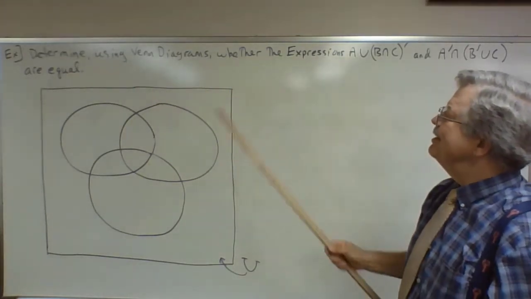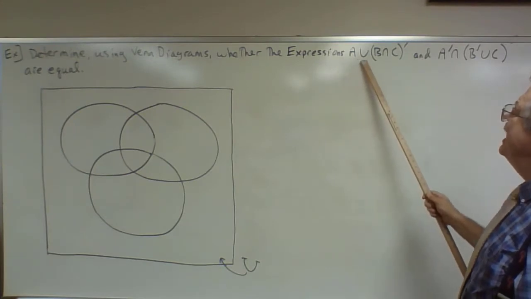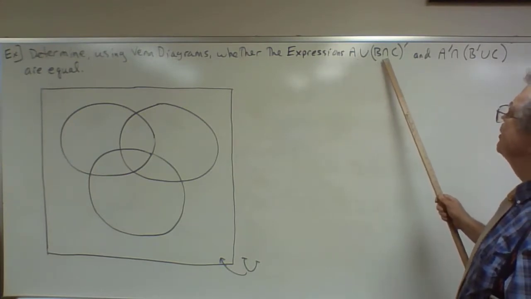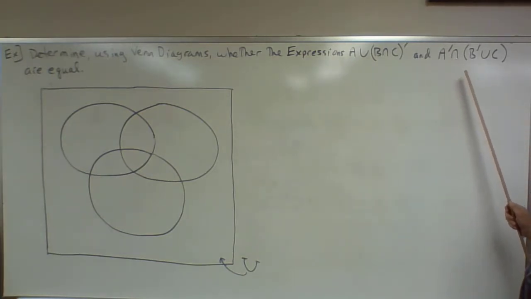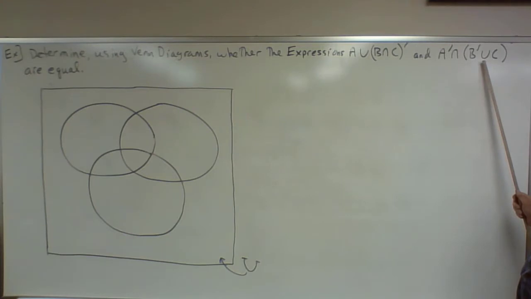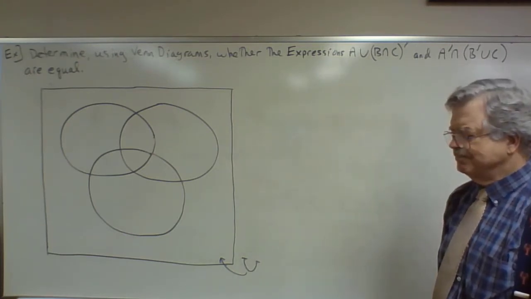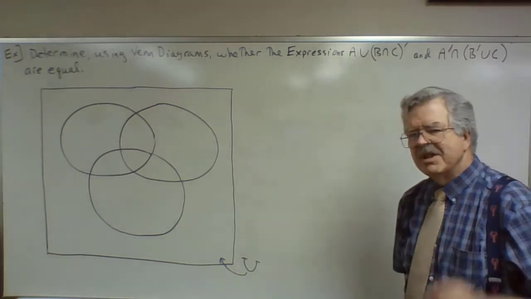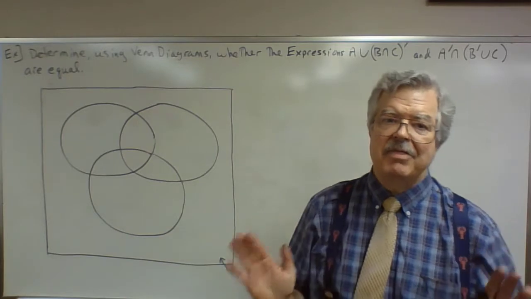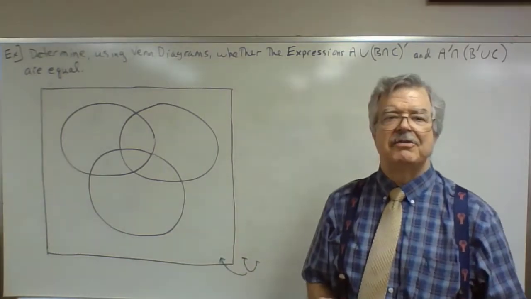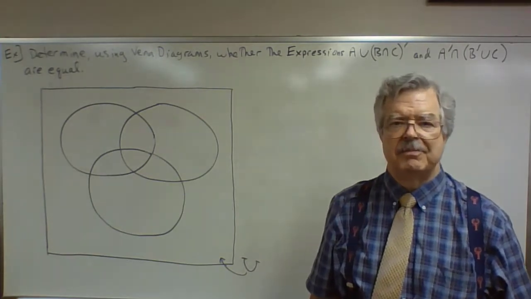Determine using Venn diagrams whether the expressions A union B intersect C complement and A complement intersect B complement union C are equal. Now, this is kind of a different twist, but our methodology is going to be very much the same as what we used in the previous 2 or 3 examples.